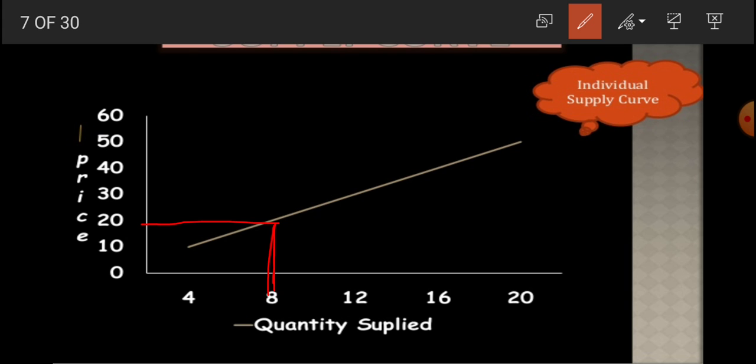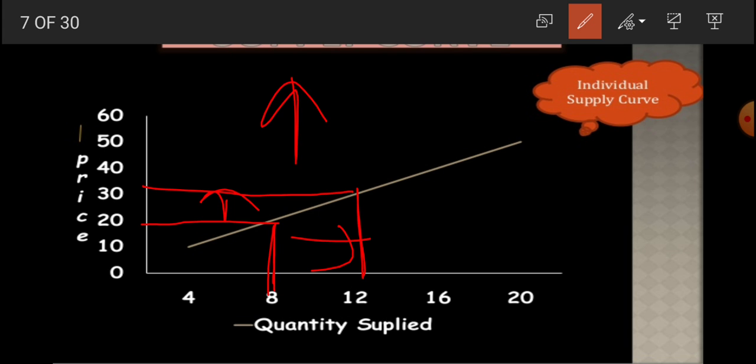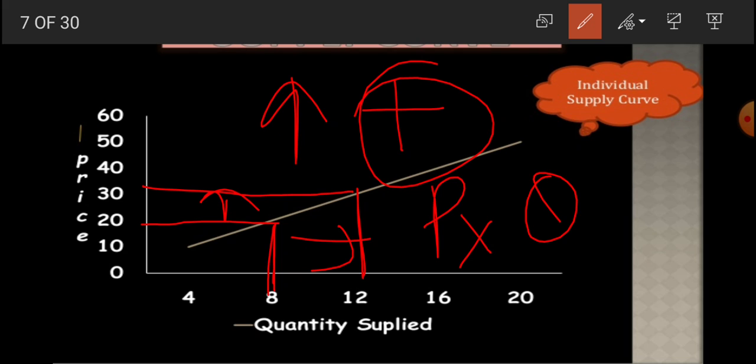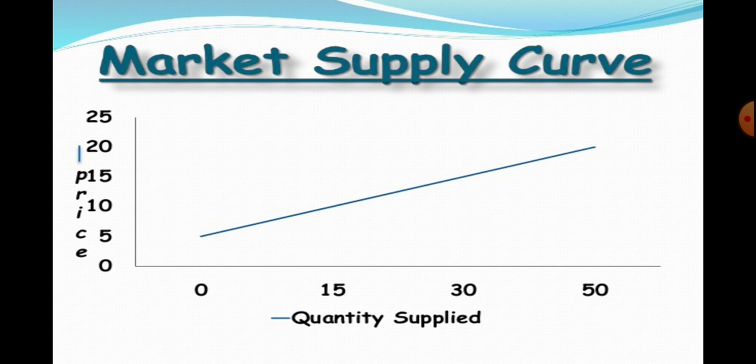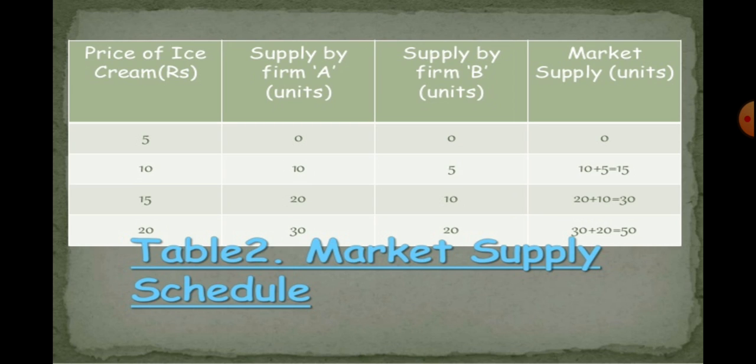It indicates that 8 units are supplied at rupees 20, and when price of the commodity increases, the quantity supplied also increases, means there is a positive relationship between price of the commodity and quantity supplied of the commodity. Price of the commodity increases, quantity supplied of the commodity also increases. Now, what about the market supply curve? Market supply curve is the horizontal summation of individual supply curves.